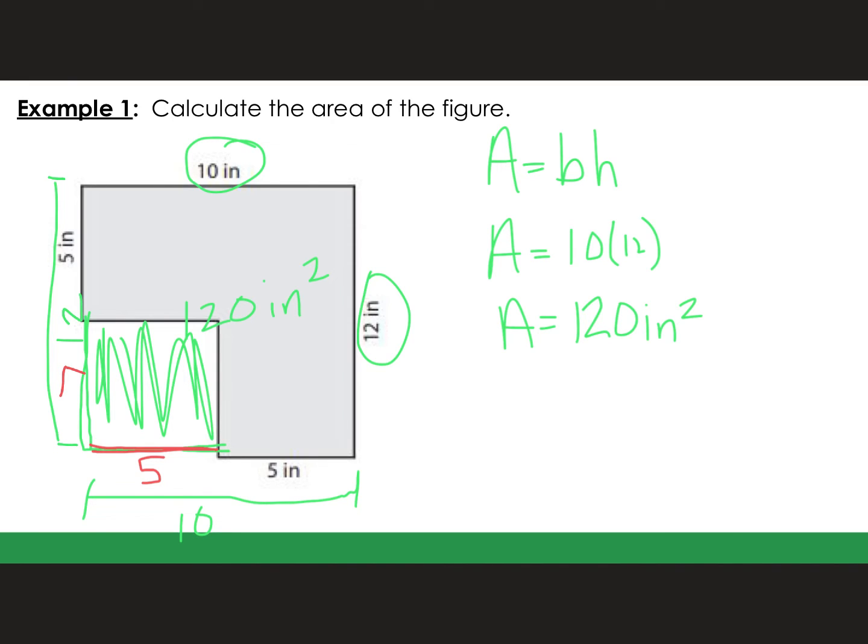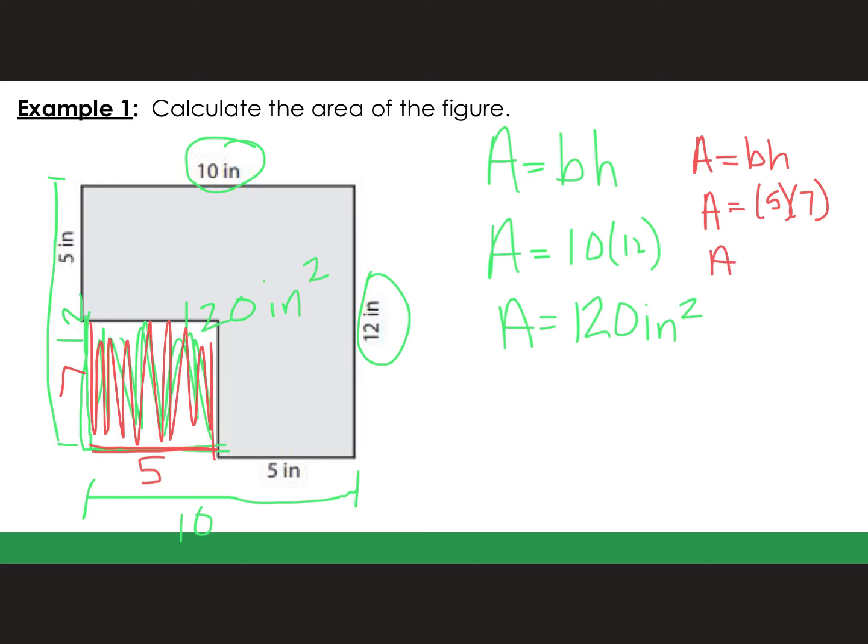So once again, I have to remember what I'm finding the area of. I am finding the area of a rectangle again, and I am finding the area of this red and green rectangle. So I'm going to subtract that from the entire area. So area of a rectangle, once again, is base times height. So I'm going to take area, I'm going to substitute it in. 5 times 7. And the area of that little rectangle is 35 inches squared.